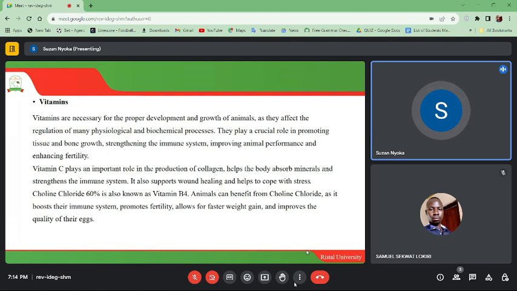Choline chloride, also known as vitamin B4. Animals can benefit from choline chloride as it boosts their immune system. It promotes fertility, allows for faster weight gain, and improves the quality of their eggs.